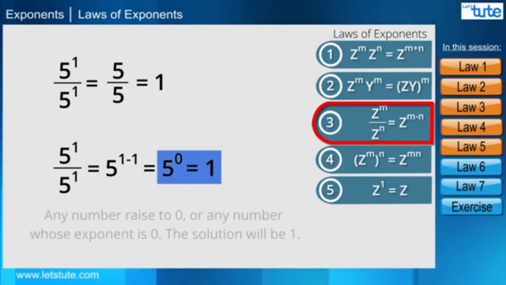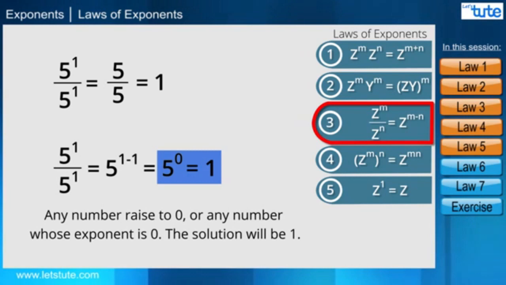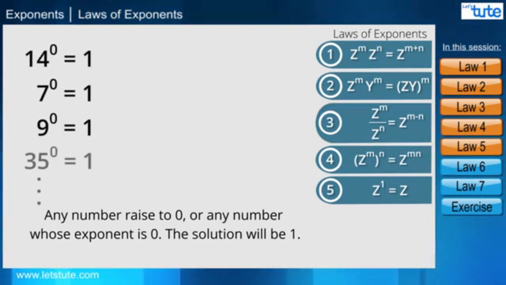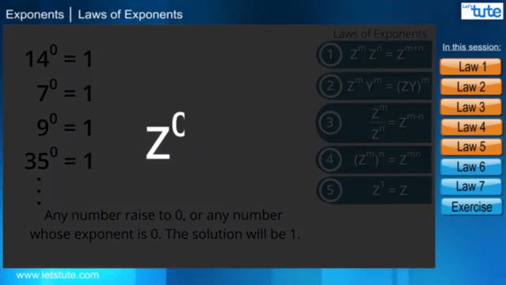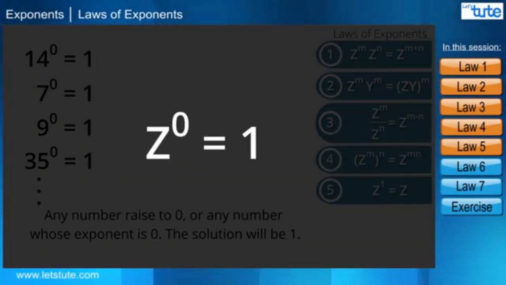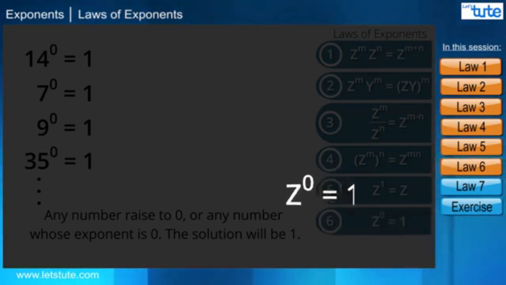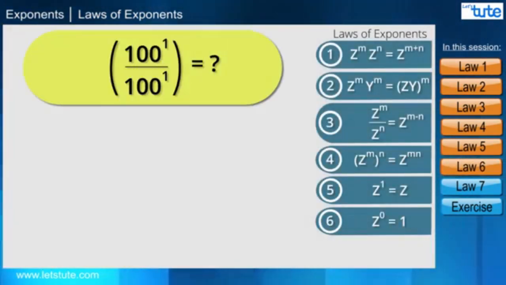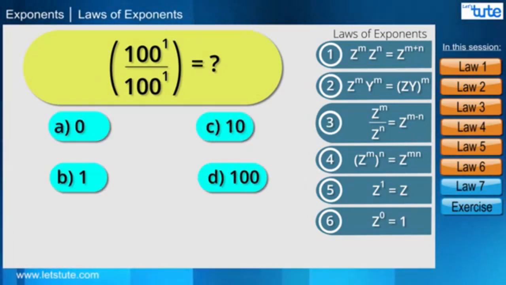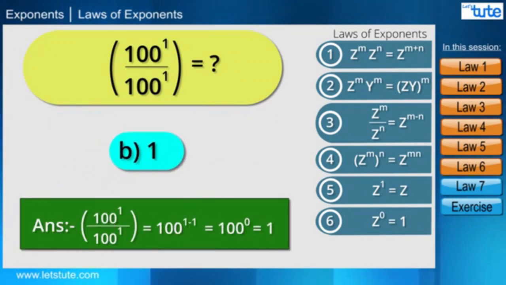So remember friends, for any number raised to the power 0, or any number whose exponent is 0, the solution will be 1. You can take any number, suppose z raised to the power 0 equal to 1. So this is our sixth law of exponent. What will be 100 raised to the power 1 divided by 100 raised to the power 1? It will be 1.